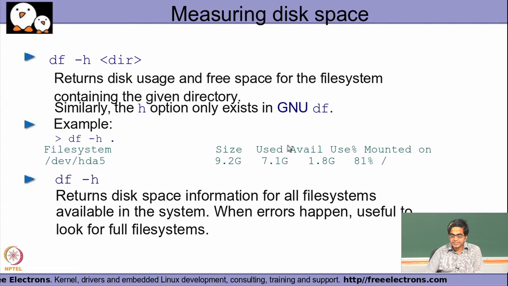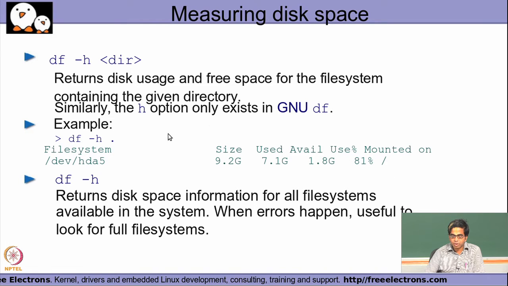7.1 GB is currently being used and what is available is 1.8 GB. That is the amount of free space that I have, and the use percentage is around 81% of the total capacity being used, and the mount point is the root. So this particular partition, the file system on this partition, is mounted as my root file system right now.